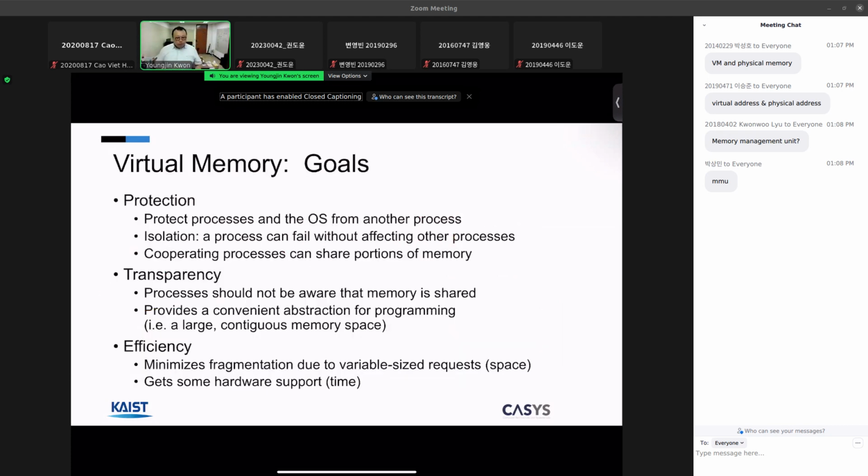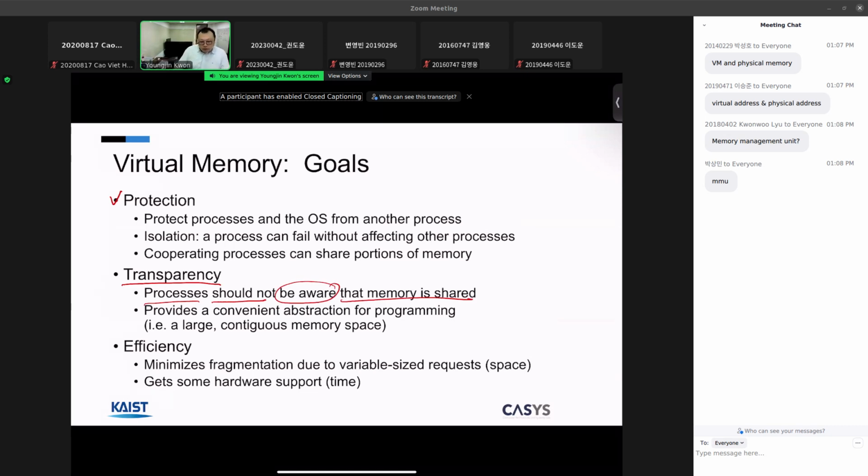All right, that leads to some design goals of virtual memory. The first goal is obviously protection. I keep talking about that, so I won't recap this requirement. The second one is transparency. Transparency is also an important concept for applications. So let's talk about what the concept of transparency is. A process should not be aware that memory is shared, for example.